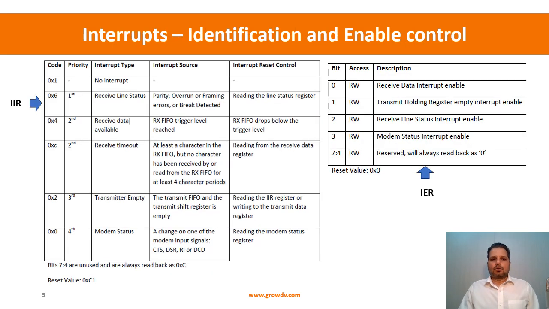Okay, there are these two registers, IIR and IER, which help us manage the interrupt. IER enables the interrupt, so all the bits are read write. When you write the value 1 to bit 0, for example, it will enable the receive data interrupt. When you write 1 to bit 1, it will enable the transmit holding register empty interrupt, and so on and so forth, right? So for different bits, it will enable an interrupt on that corresponding condition.